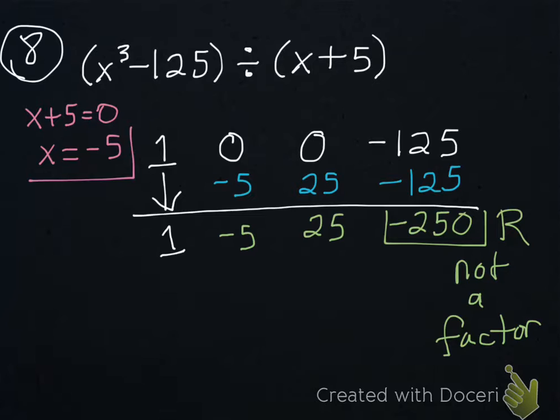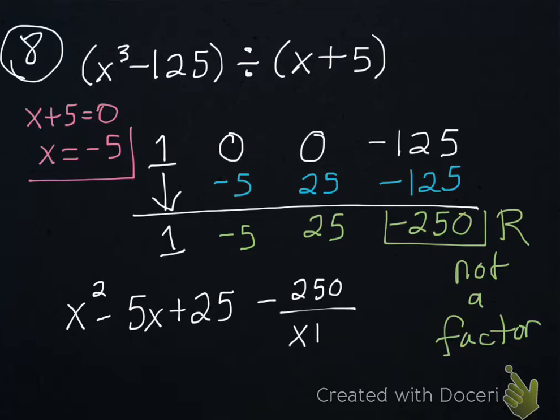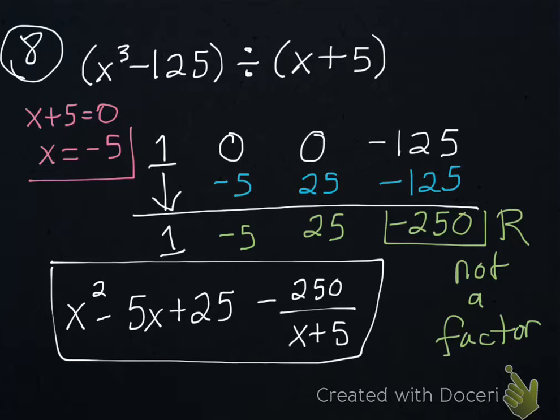Okay, let's write out our quotient. We started with x cubed, so now we have an x squared. So I have 1x squared minus 5x plus 25 minus the remainder of 250 over x plus 5. This is the quotient for this problem.